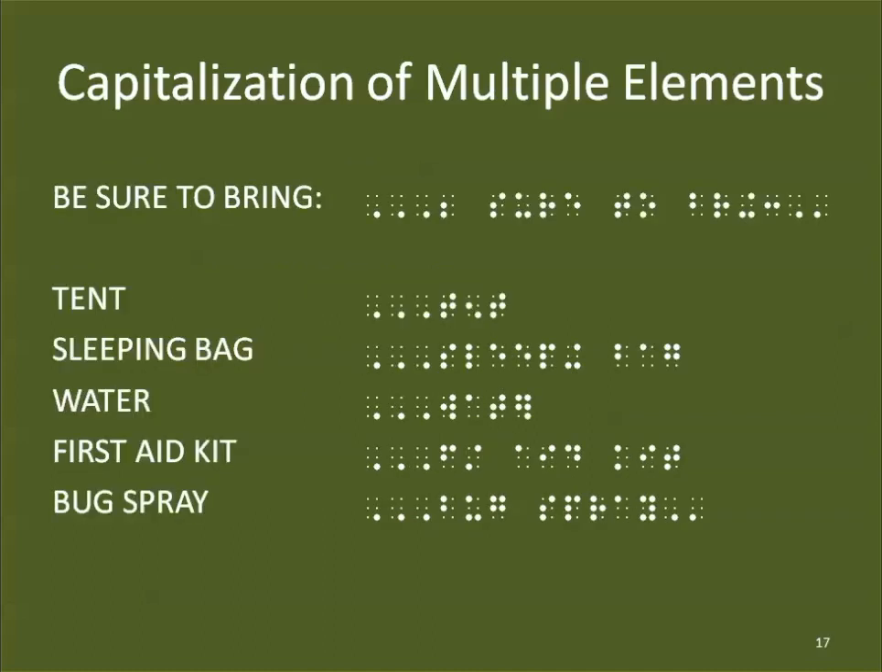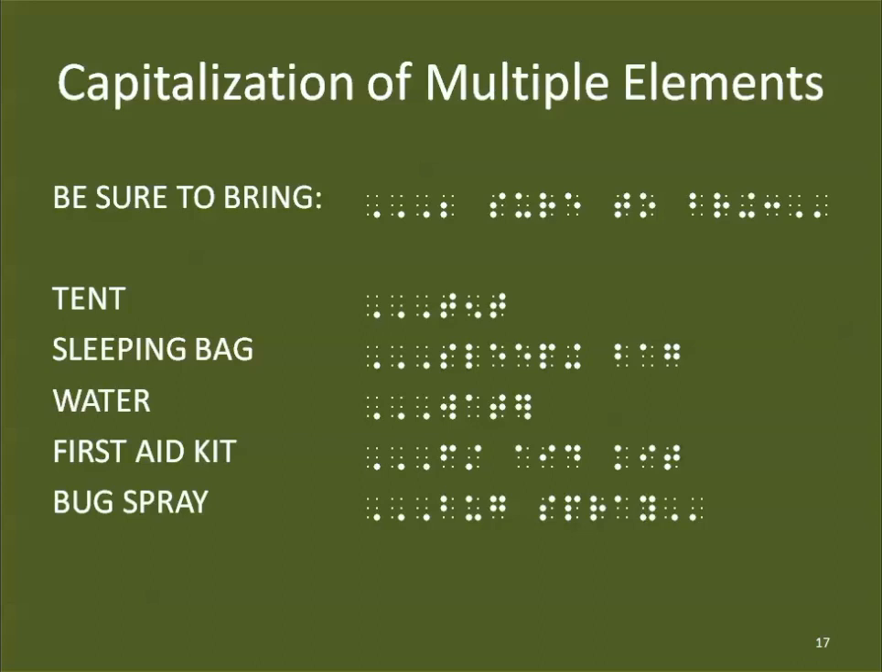Another example might be a list of things. "Be sure to bring" is just a phrase. So that is one element. And it's a passage because it's three or more symbol sequences. So we have our passage indicator there. "Be sure to bring," and we're terminating it because the next thing is a list. That's a separate chunk of information.